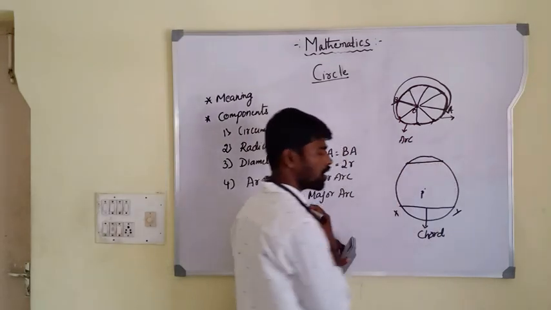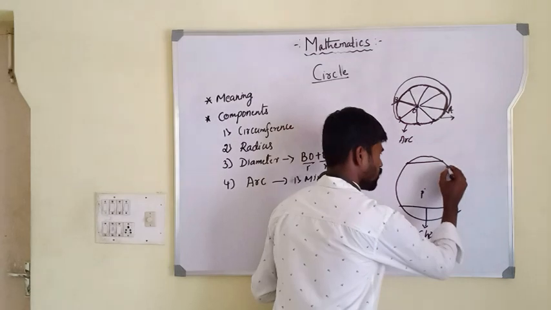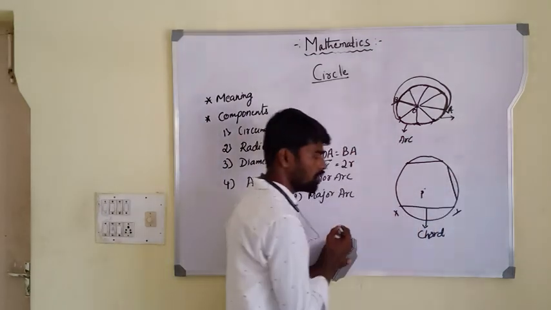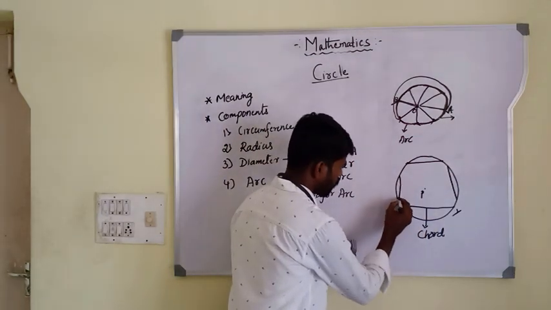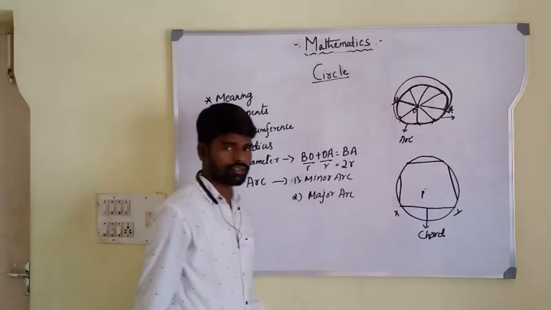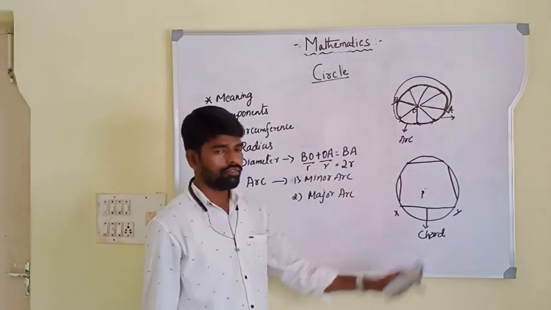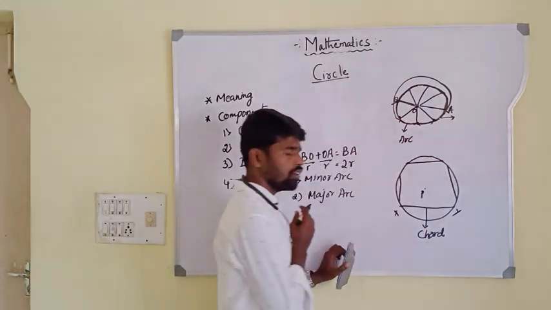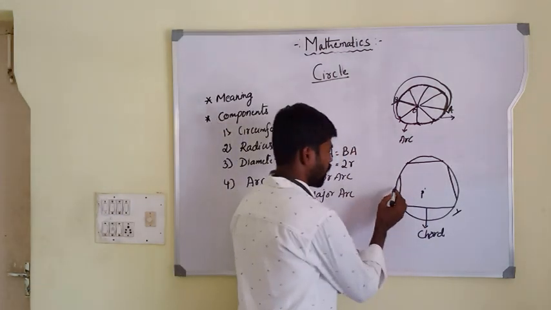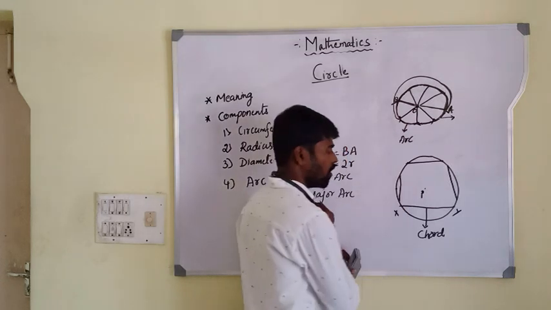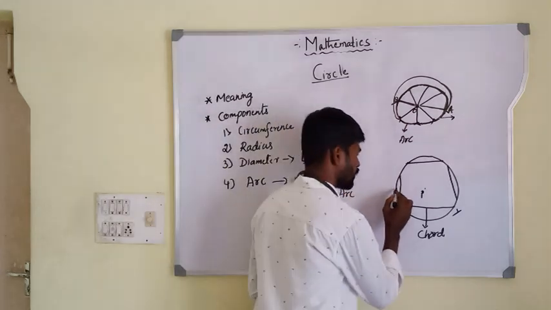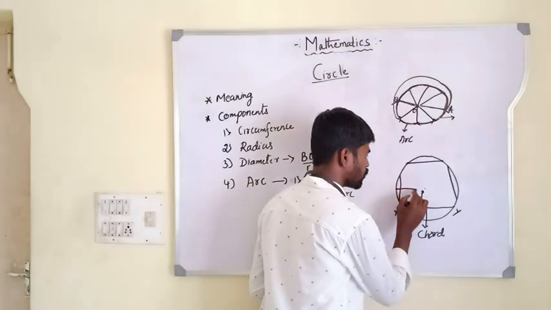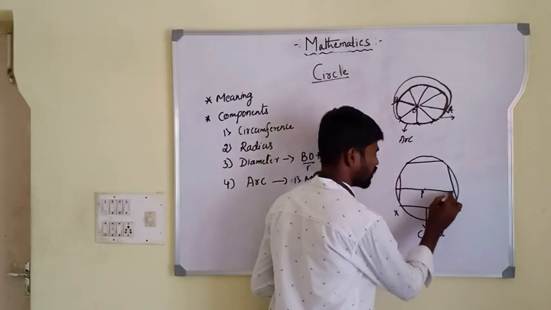This is also one of the chords, correct? In the circle, we can draw many chords. So like that. Now observe carefully. I will draw one chord that is passing through the center.